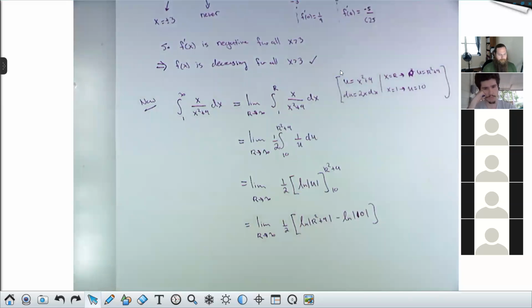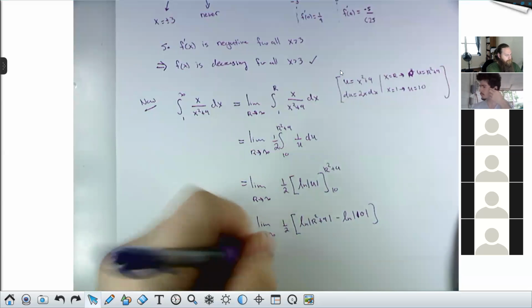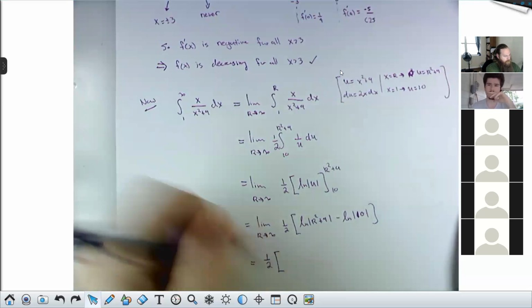What does this limit do? Natural log of r squared plus 9 goes to infinity. Good, because as r gets bigger and bigger, r squared plus 9 gets bigger and bigger. So it diverges. And as we saw in class earlier today, as the inside of the natural log gets bigger and bigger, the whole thing goes to infinity.